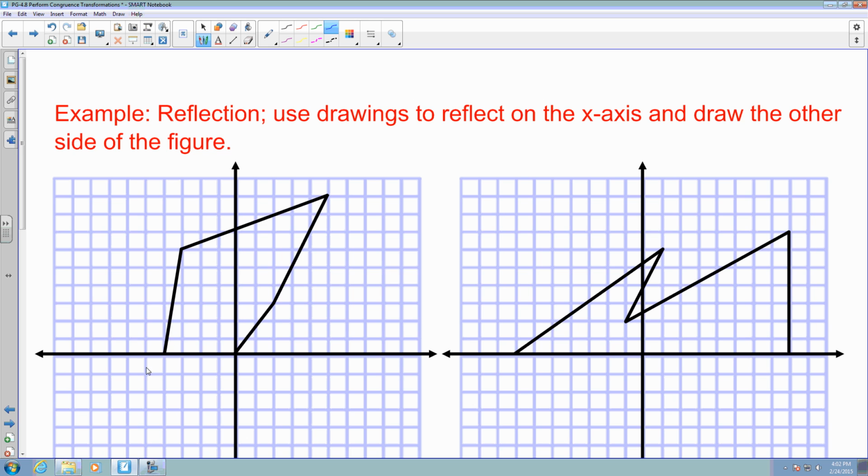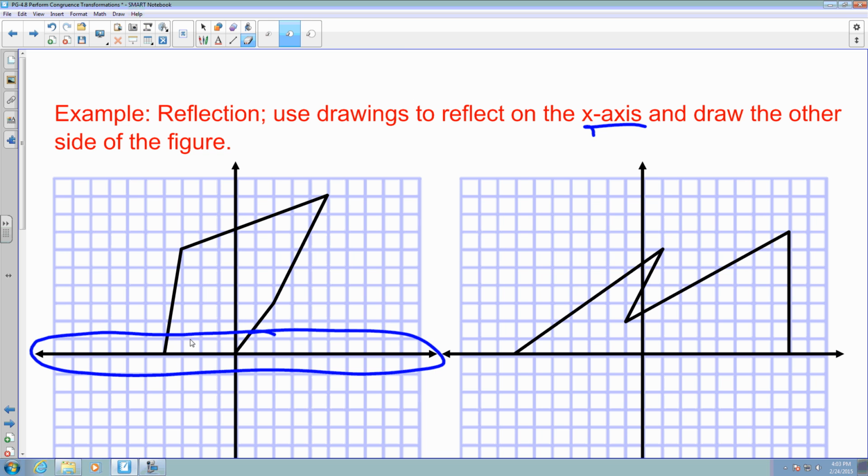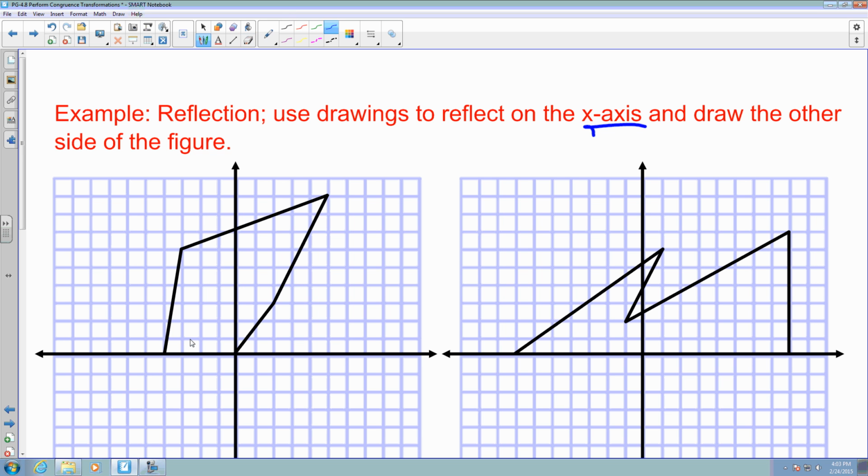The next thing we're going to talk about is reflection. All right, and now in this example, they want us to reflect on the x-axis. And then we're going to draw the other side of the figure. The x-axis, in this case, is the horizontal line in this graph, and we're being asked to reflect over the x-axis in order to solve the problem.